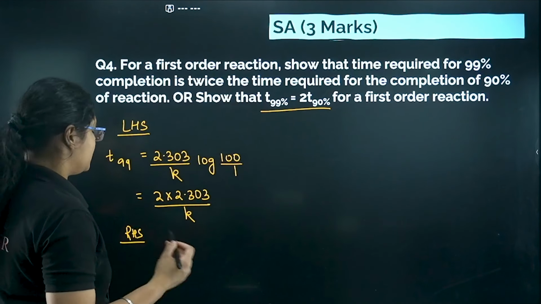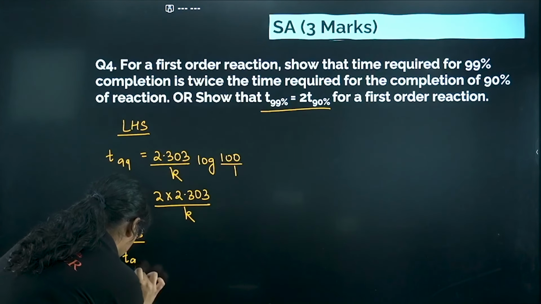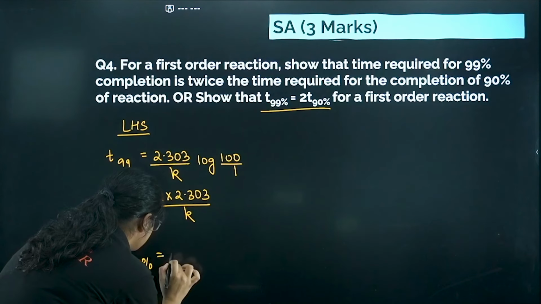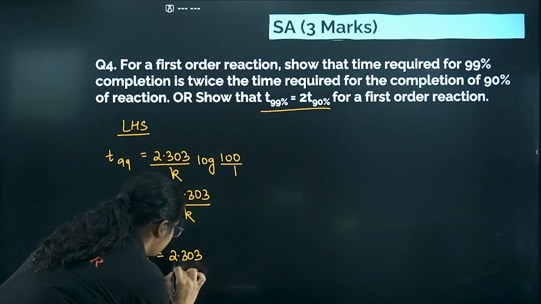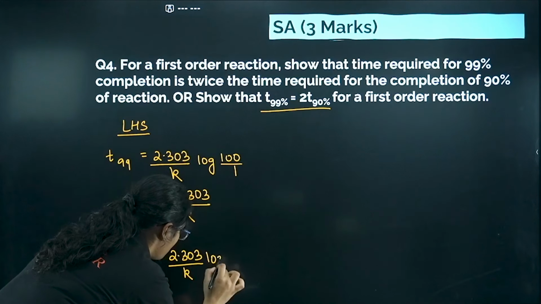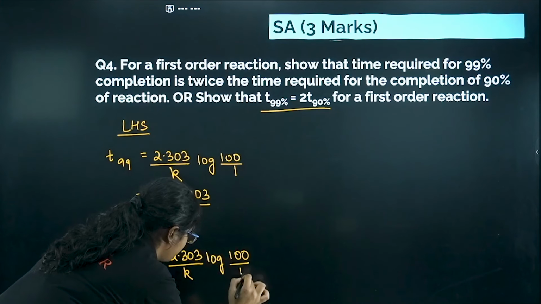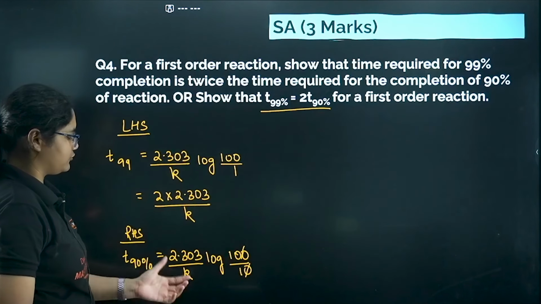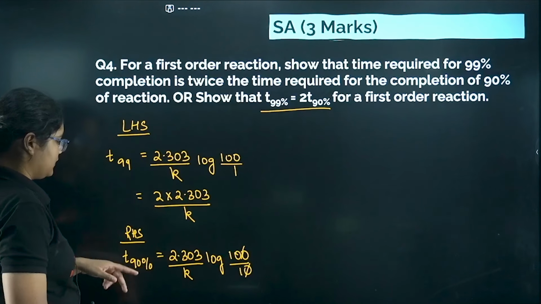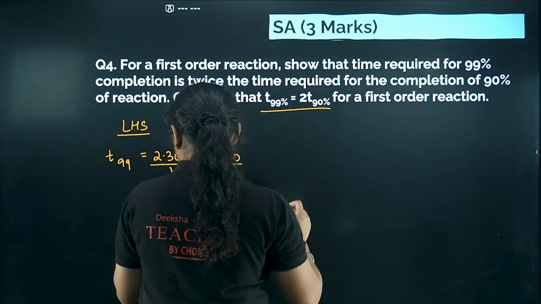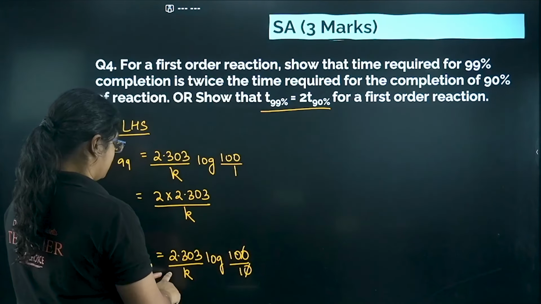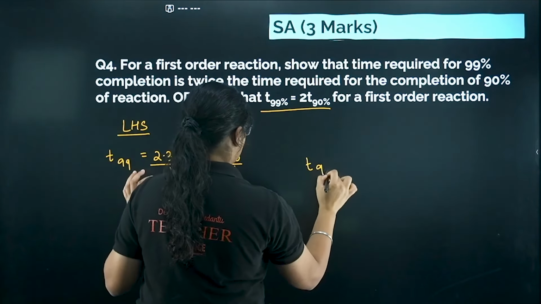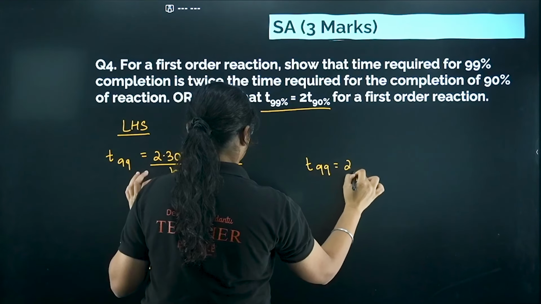Now here I have the RHS value. RHS value is 90%, t 90%, that is equal to 2.303 by k log of 100 by 10. That will give me t90 is 2.303 by k. Now you can see here that 2.303 by k is nothing but t90. So I can write t99 is equal to 2 times t90. That is proved, hence.